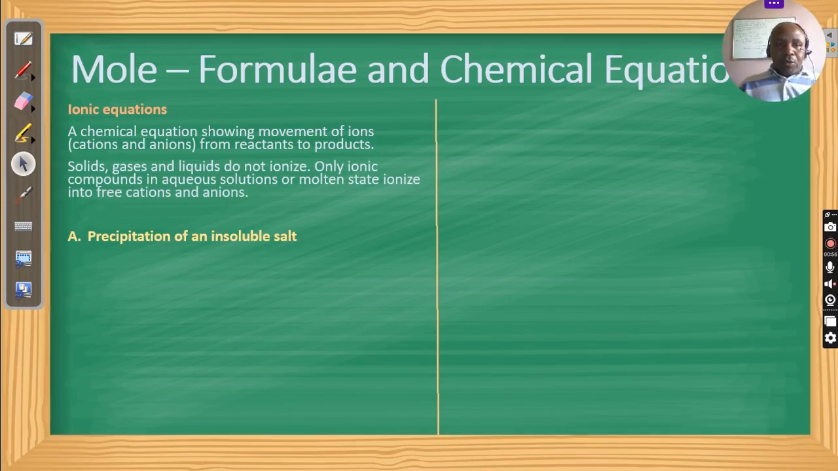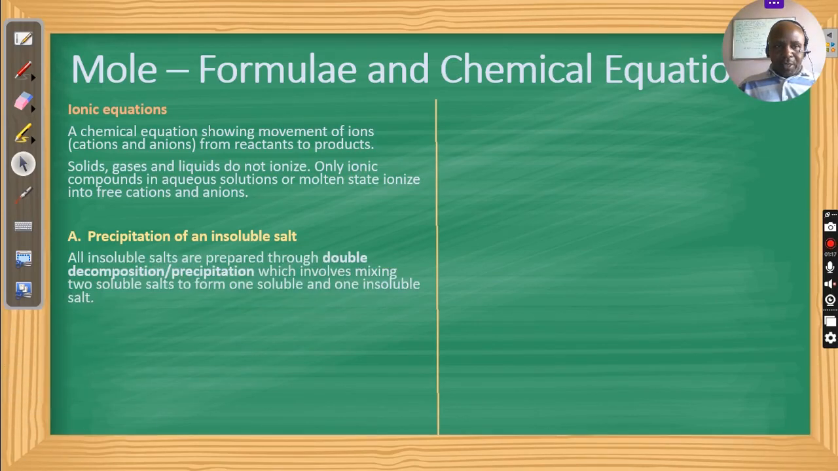So you find that in a reaction where there are metals and all those other gases, liquids, and solid states that don't ionize, the ionic equation will only concentrate on the ions, the aqueous solutions or molten state that ionize, and the product that they create. Let us look at various examples of ionic equations. We start with the precipitation of insoluble salts.